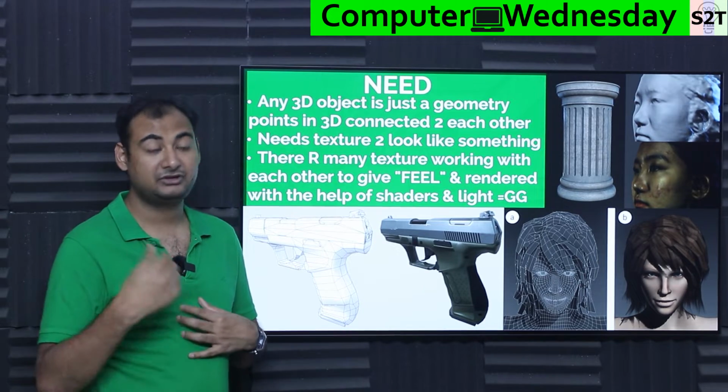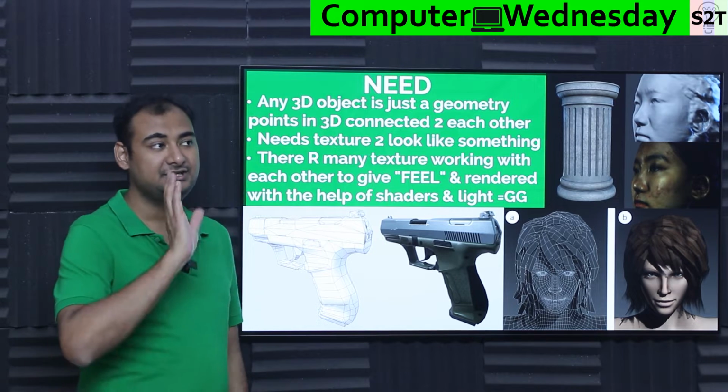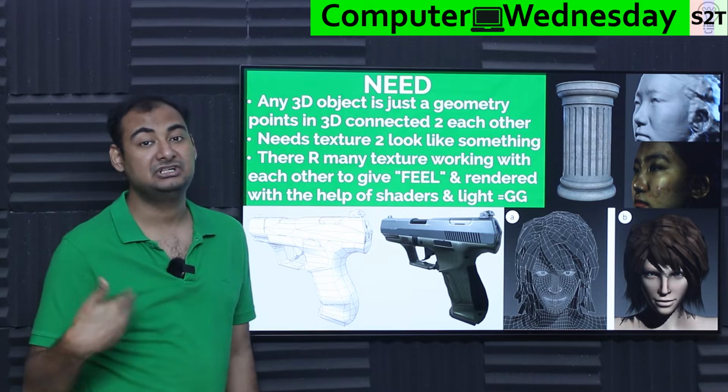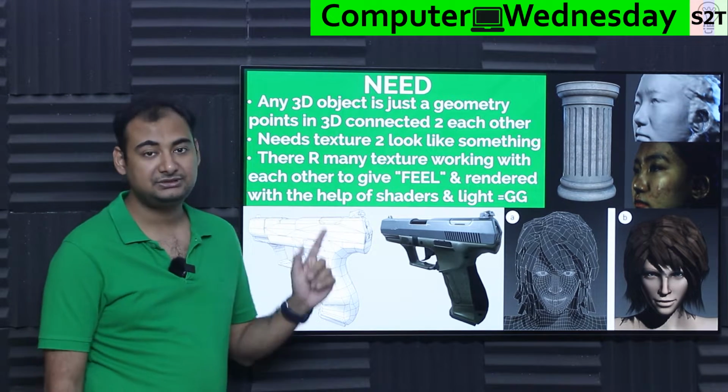Because be mindful, in a game or even in VFX, you are moving around. Think cameras are moving. A camera is not static. You cannot just paint something. It has to be dynamic. That's why we require multiple textures working together to create something. Then only can you give the feeling.